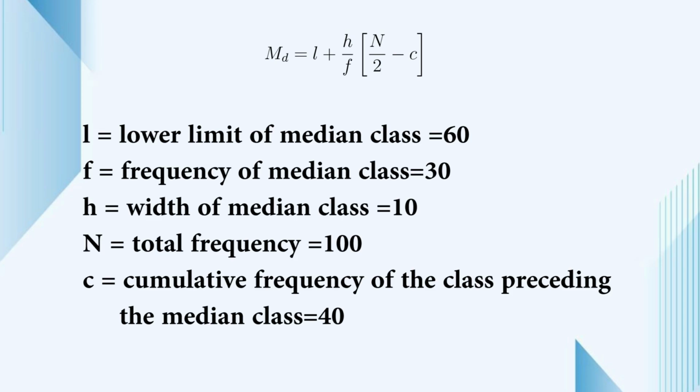Now, apply the median formula L plus H by F into N by 2 minus C to compute median, where L is the lower limit of the median class, which is equal to 60. F is the frequency of the median class, which is equal to 30. H is the width of the median class, which is equal to 10. N is the total frequency, which is 100, and C is the cumulative frequency preceding the median class, which is equal to 40.